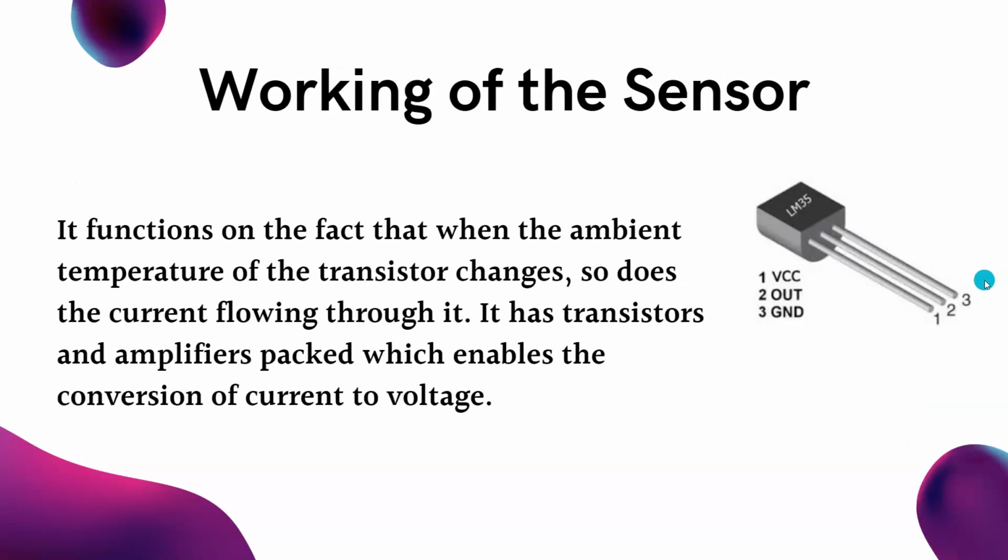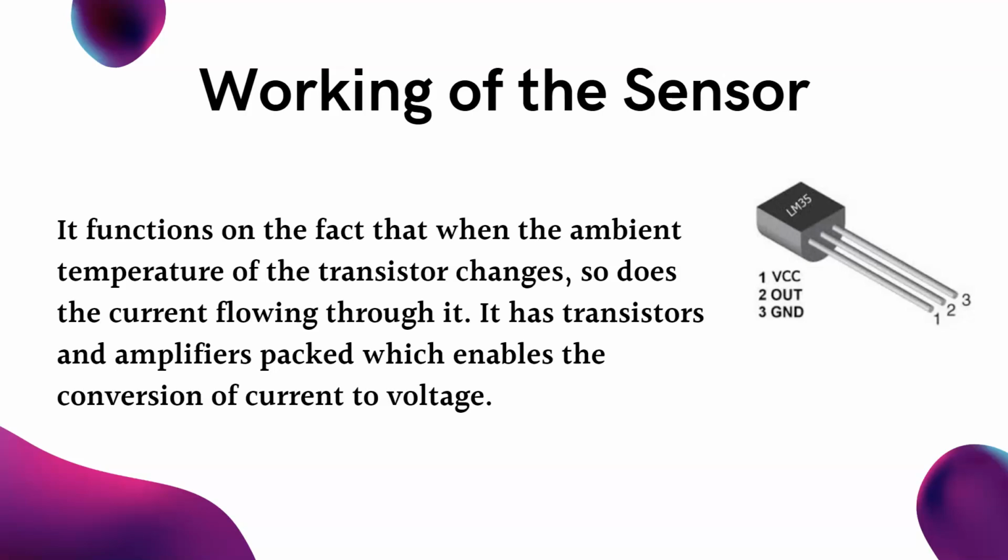So let's come to the working of the sensor. So this is a basic image of the LM35 sensor. So as you can see from this image, it is a 3-legged device, and the 3 pins or the 3 legs are namely, the first one is going to be for the supply, also called the VCC pin. Next one is going to be for the output, and the third and last one is going to be for the ground.